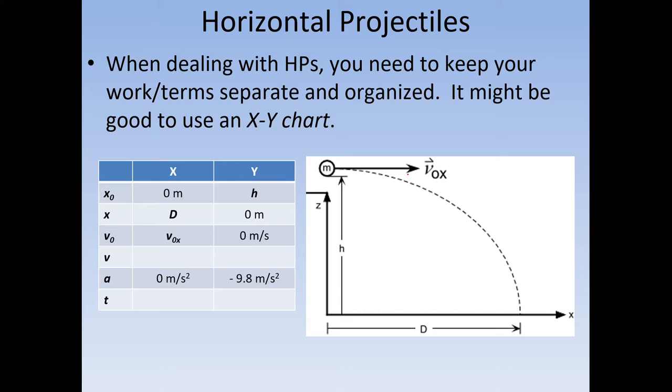So when you're dealing with horizontal projectiles, you're going to want to have something like this. We have our chart. We have all the x values and all the y values based off of the scenario. Now, this is a very common type of information that they give us. A lot of times they'll give us the height, sometimes they'll give us the range or how far it lands, and a lot of times they'll give us the initial speed. So I just want to show how the chart gets filled out.